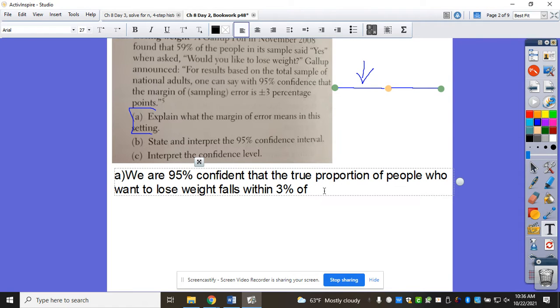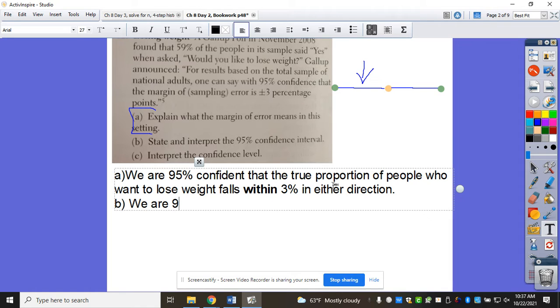My key word is within. Margin of error is talking about within that much in either direction. Are we okay with margin of error is the distance, the blue line, not a dot? So I don't need a perfect definition for A like I usually do for B and C here. So now tell me what to write for B. What does it start with?